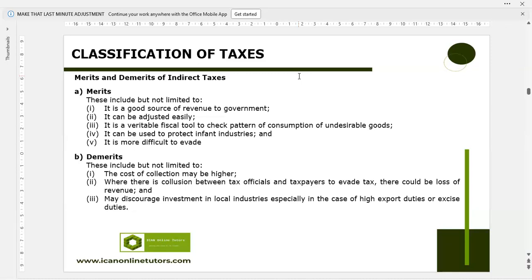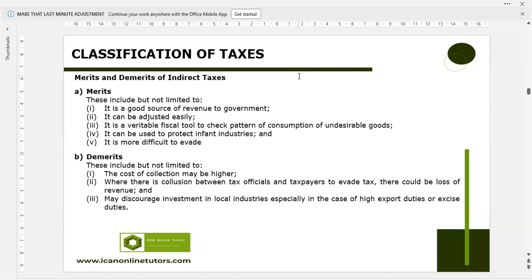Indirect taxes also have advantages and disadvantages, and these include: it's a good source of revenue to governments, because you don't know that you are paying tax. You don't feel it.